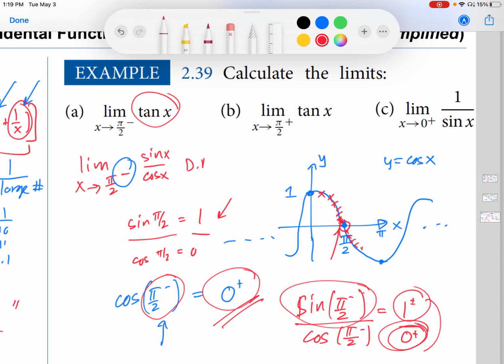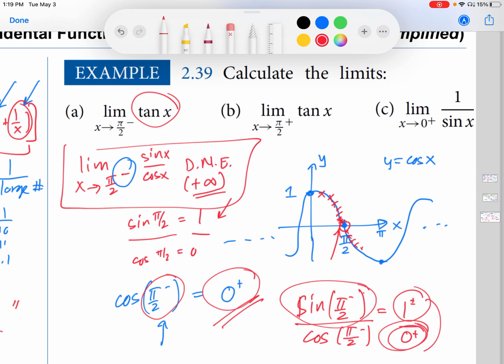So in the convention that we have been using in this class, I'm going to write does not exist, right? This limit does not tend to a specific number, but we do have information about where it tends to, right? It tends to positive infinity. The y values are getting larger and larger and positive.